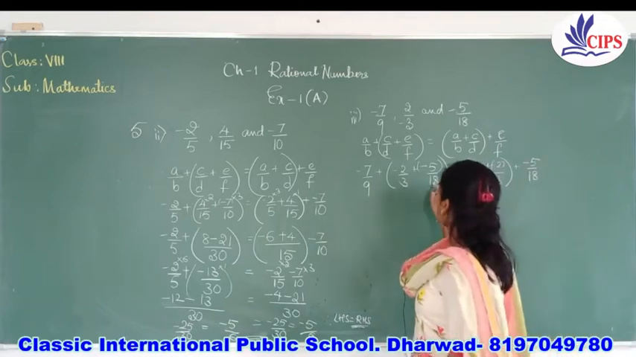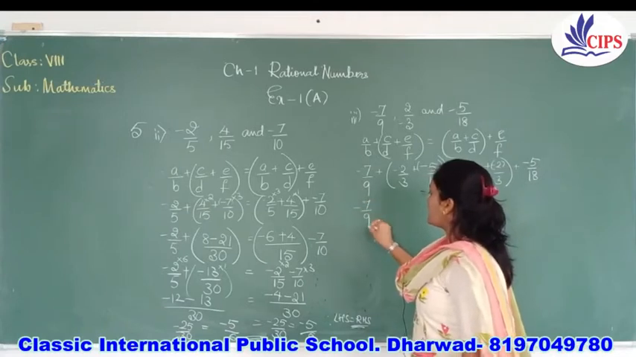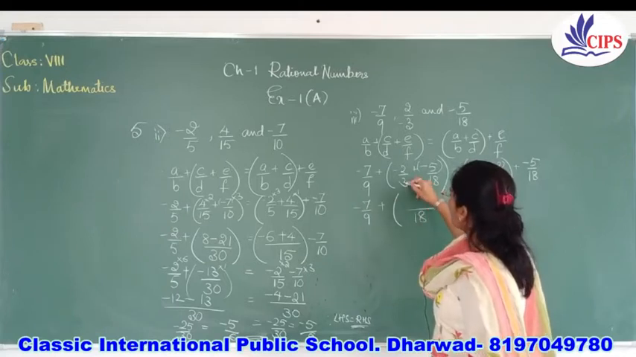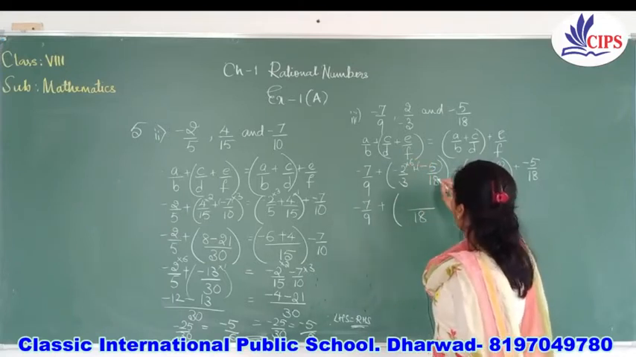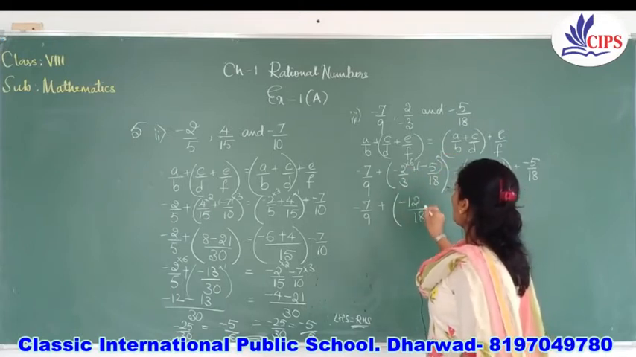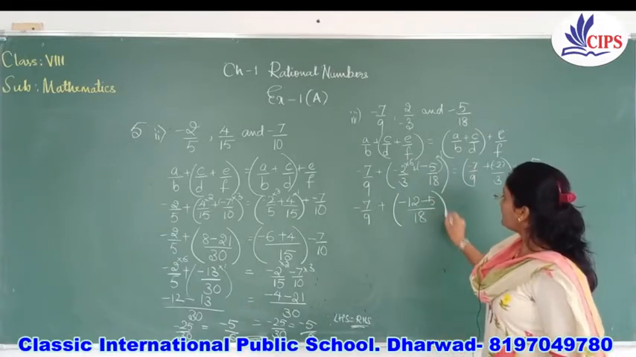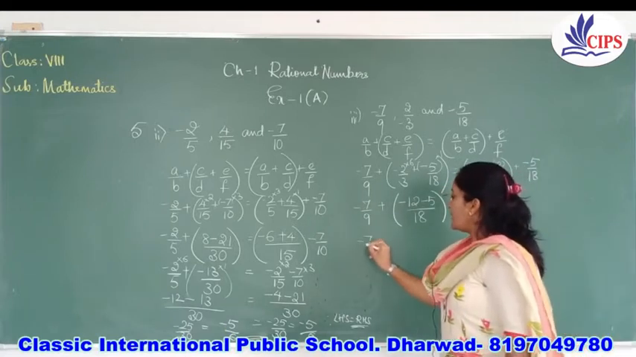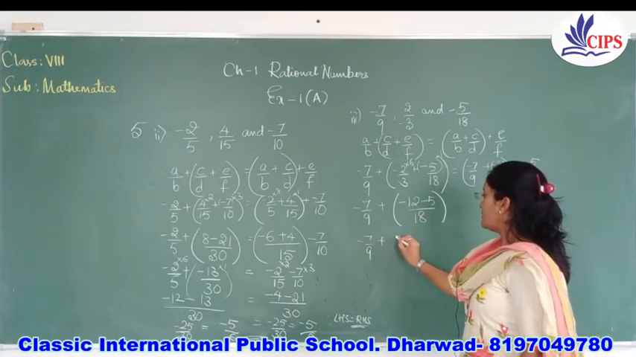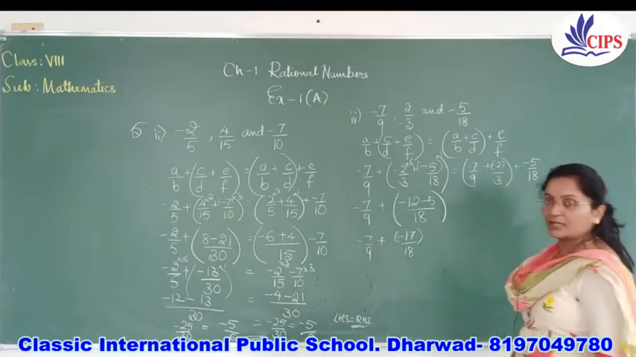We'll find the LCM of 3 and 18. What's the LCM of 3 and 18? It's 18. So minus 7 by 9 I write as it is plus, so 3 and 18 LCM is 18, I write 18 here. So 3 6s are 18, I multiply 6 and 18 ones is 18, I multiply 1 here. So minus 2 into 6 becomes minus 12 and here plus into minus is minus and 5 into 1 is 5. Minus 7 by 9 I write as it is and here minus 12 minus 5 becomes minus 17 by 18. I'll put the bracket here because it is having negative sign.